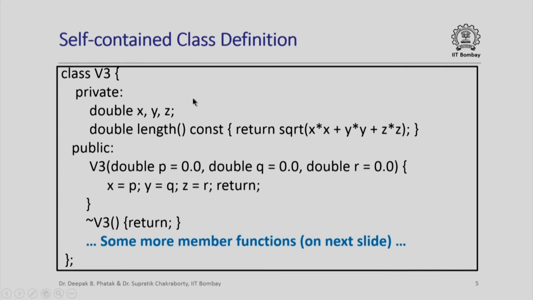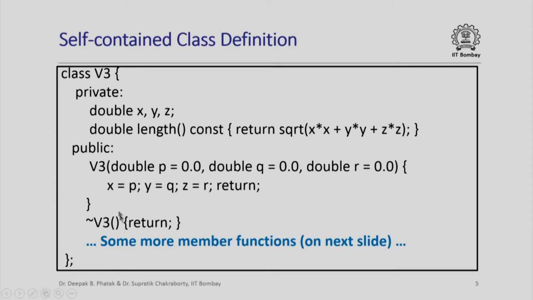Now, what do we mean by a self-contained class definition? Here is the class V3 for representing a three-dimensional vector that we have studied a lot in our previous lectures. In this class, there are some data members and some member functions, some of which are private, some of which are public. Here, of course, this is the constructor function and this is the destructor function. The destructor function pretty much does nothing here, simply returns. But note that this private member function is completely defined within the definition of the class V3.